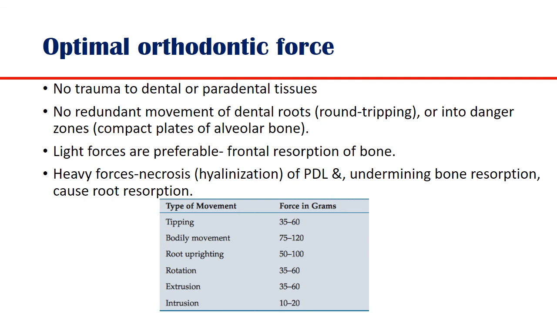For tipping, it is 35 to 60. For bodily, it is 75 to 120. Root uprighting, 50 to 100. Rotation, 35 to 60. Extrusion, 35 to 60. And intrusion is 10 to 20. So there should be no trauma, and there should be no round tripping. There should be no resorption. But the light forces only are preferable.